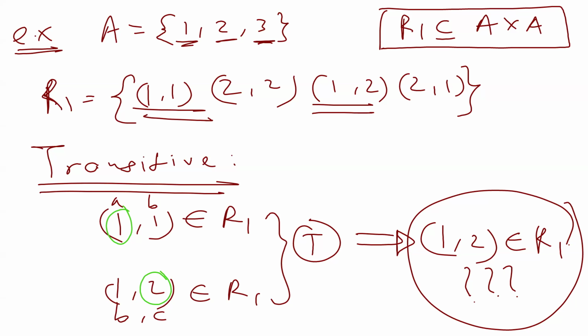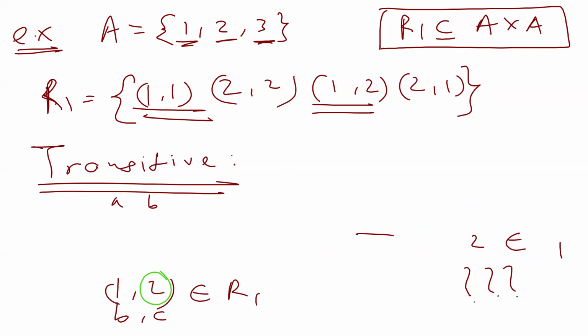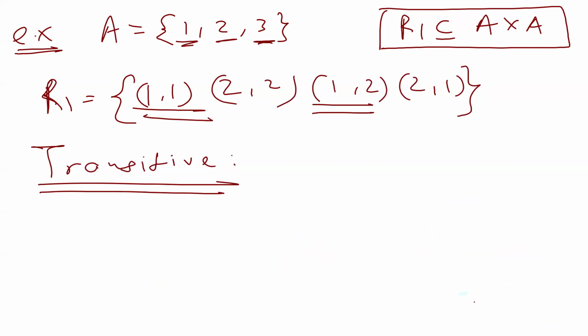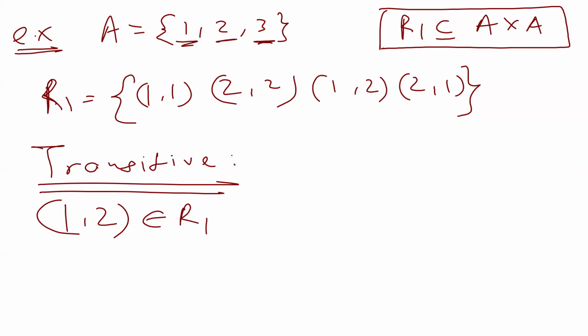We have to check some more examples. We have to select the examples which are failing, like we did in functions for onto. We need to find out where it fails. Now let us take this example. 1 comma 2 belongs to R1. Anything starting with 2? Yes, 2 comma 1. 2 comma 1 also belongs to R1. Both are true because they are a part of R1.